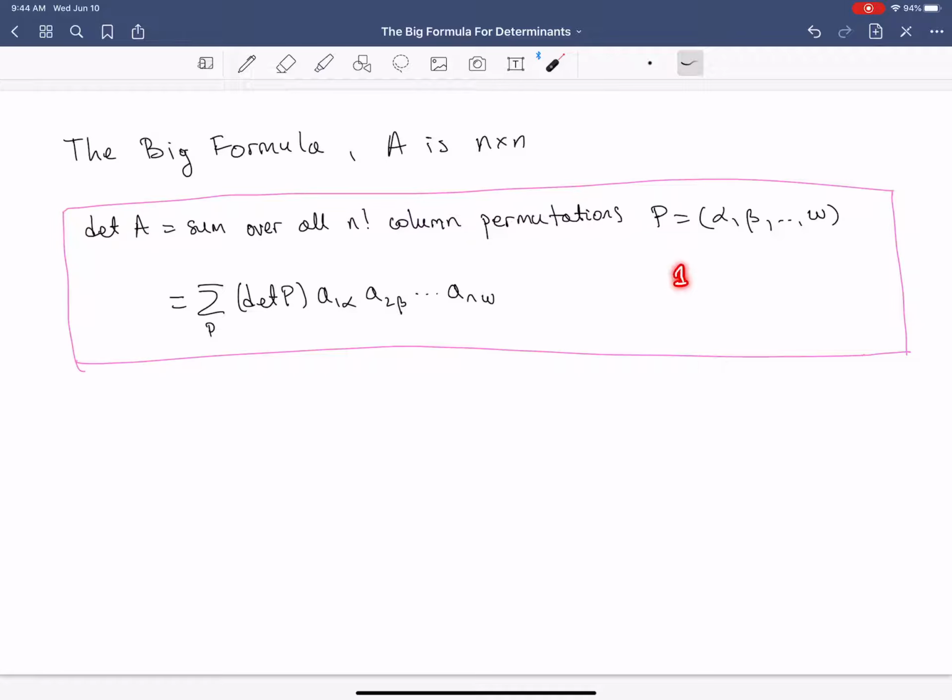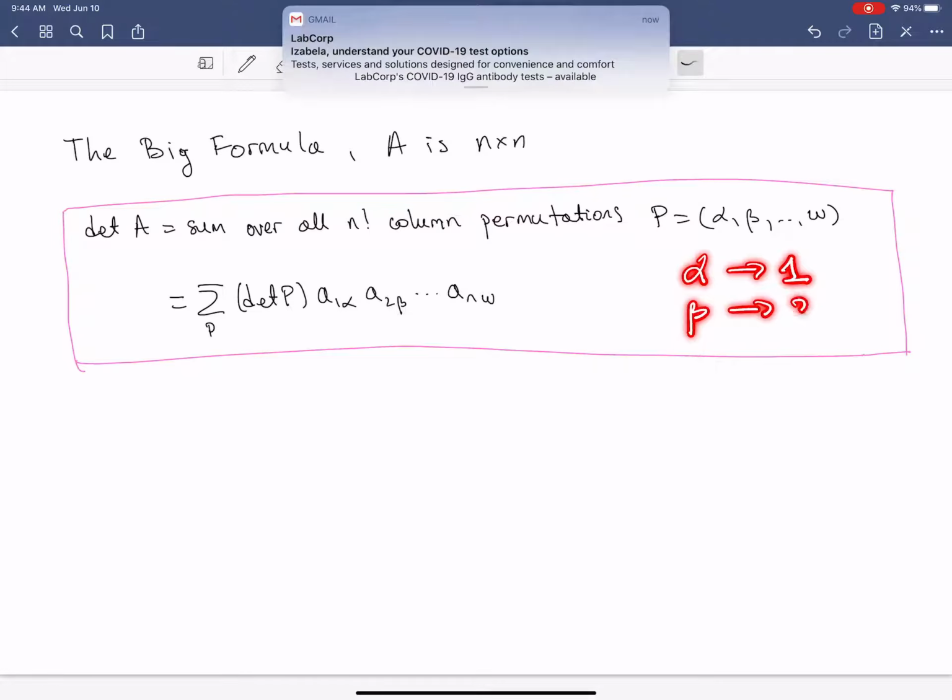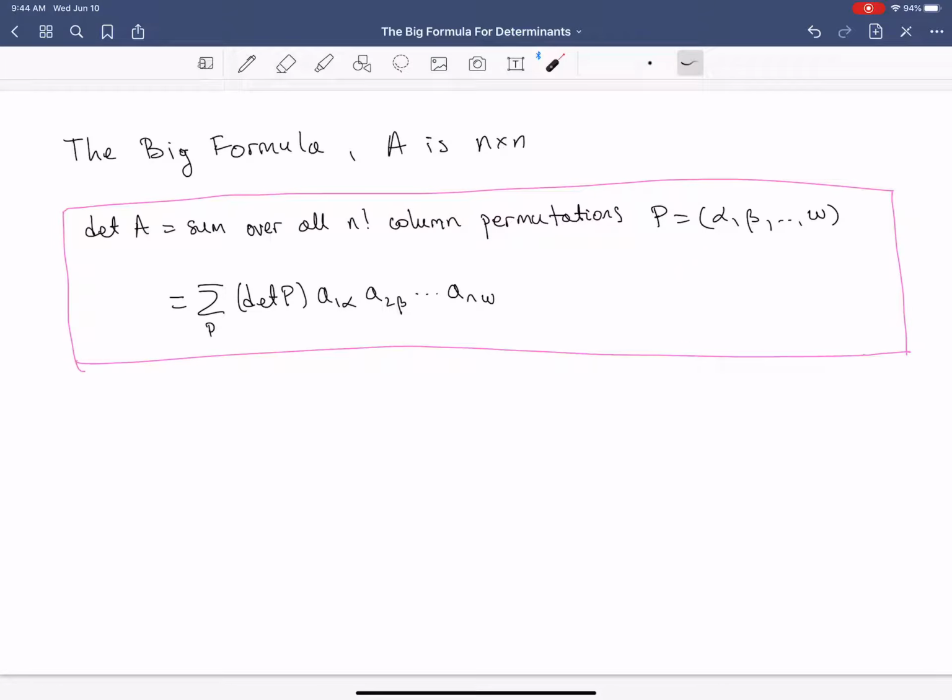So the alpha column has gone into the first column, the beta column has gone into the second column, the omega column has gone into the nth column position, and omega could mean anything. So these will be numbers. These will tell us which column of the identity matrix is first, which is second, and so on.